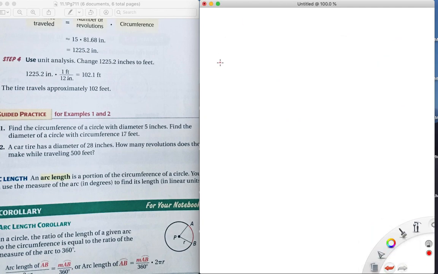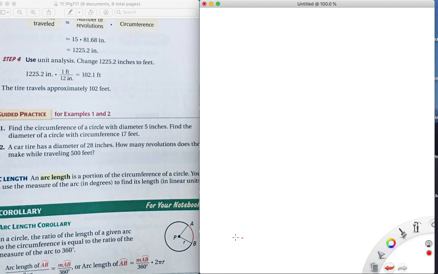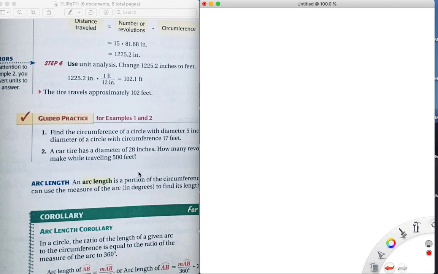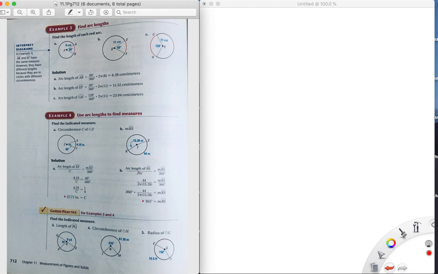So we can say that the arc length in units over the circumference is equal to the arc length in degrees over 360 degrees. Using this proportion, we can maneuver between arc length in units and arc length in degrees, and that is our second equation, or our second corollary in this case. This would be the arc length corollary. And we learned about arc length in chapter 11. So there's a few examples associated with that.